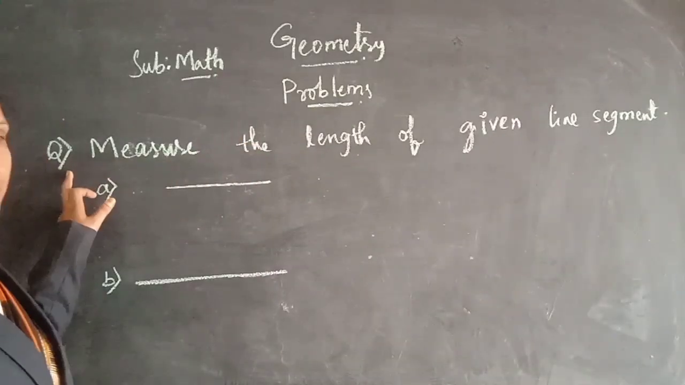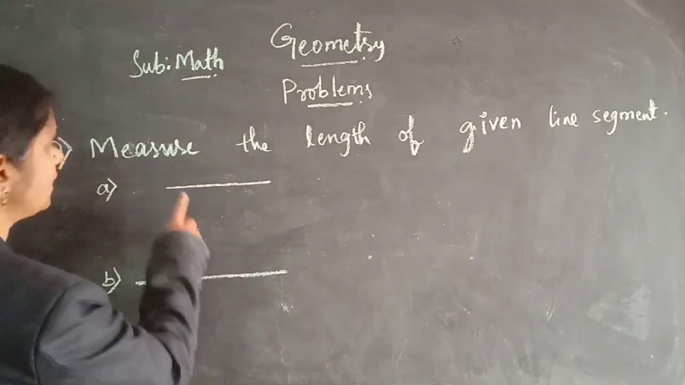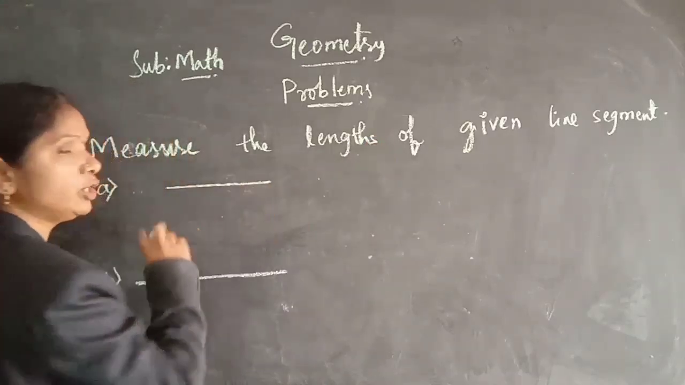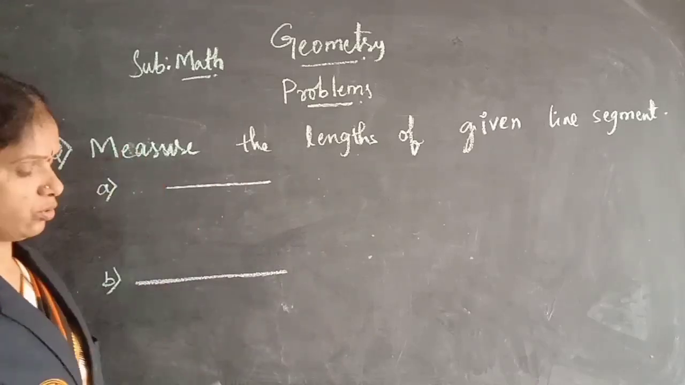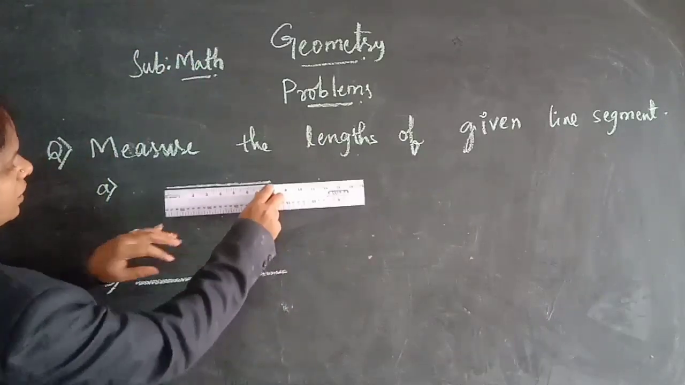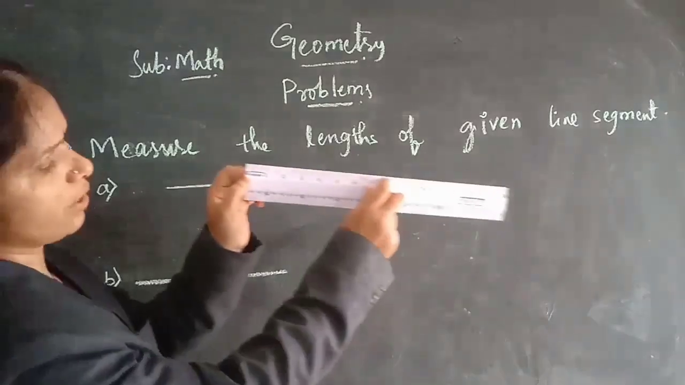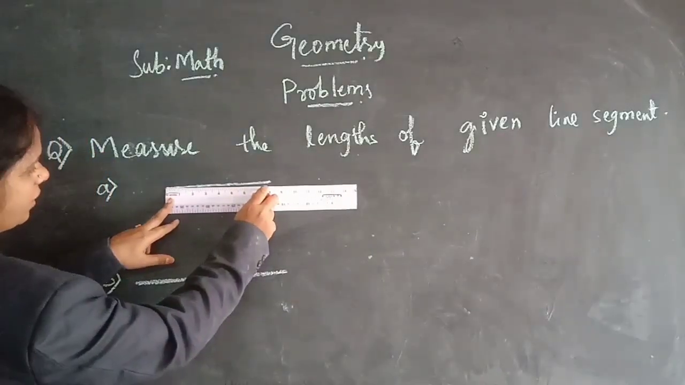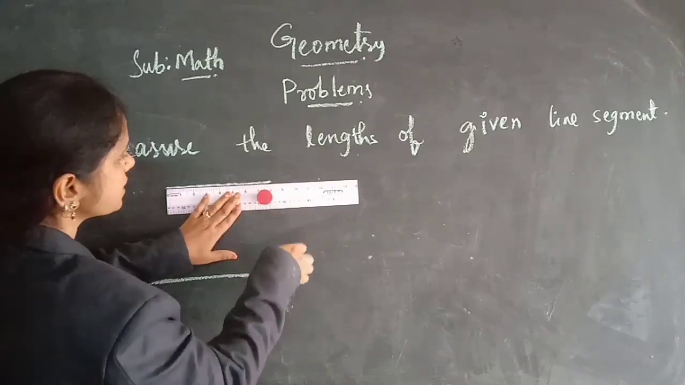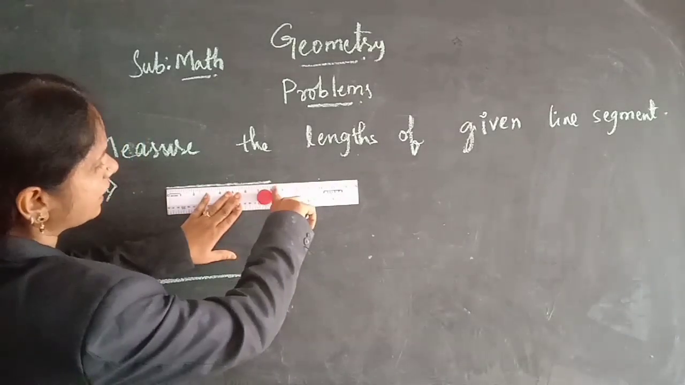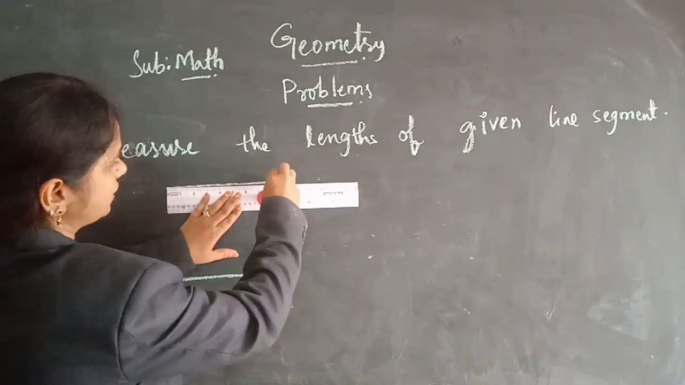Next problem, children: measure the lengths of the given line segments. Here the given line segments, children, we need to measure their length. Already I told you, your first endpoint at the 0. Come on this scale, the ruler. See, I am keeping the first endpoint at the 0. Here you can see you have 0. So I am keeping it at the 0. And now you check where the second endpoint is: here you can see at 8, children. So the second endpoint is at 8.